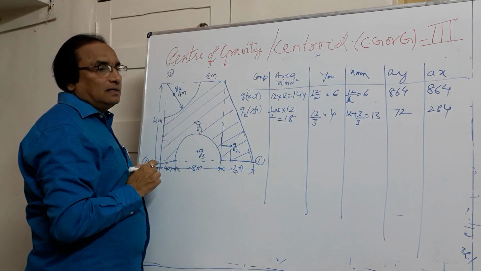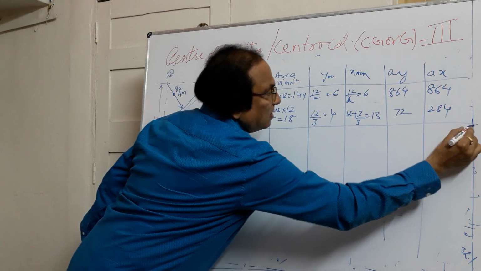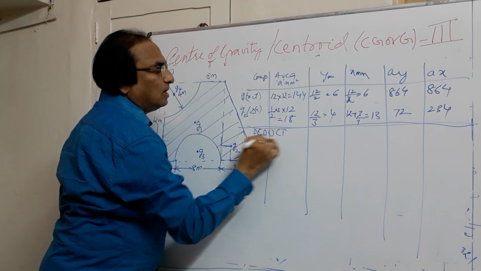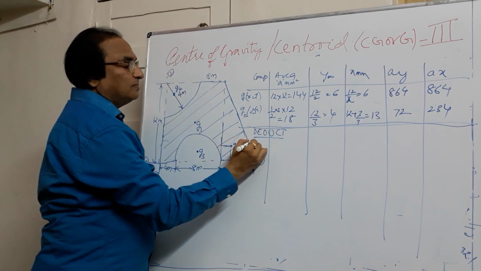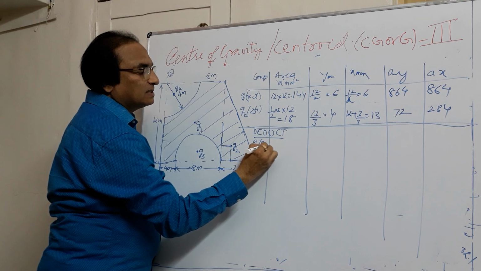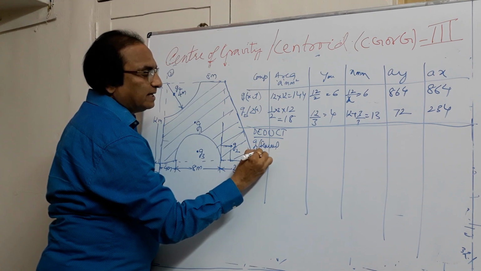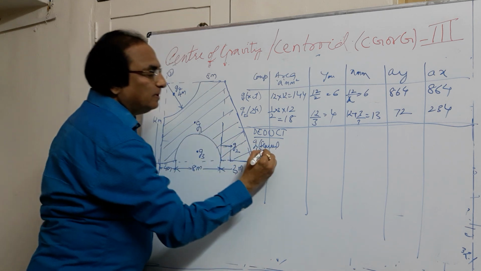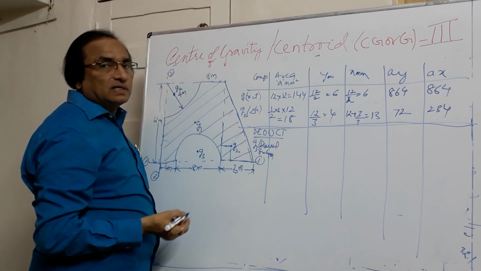So we have added the two figures. Now you will go for deduction. Draw a double line whenever you are deducting. So from this I am going to deduct G3. What is G3? It is a semicircle whose radius is, how much is the radius? This 8 is the diameter. So radius will be 4 meters.